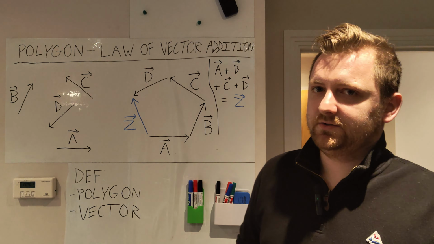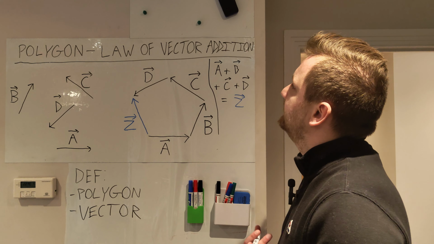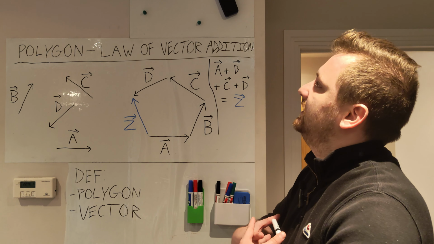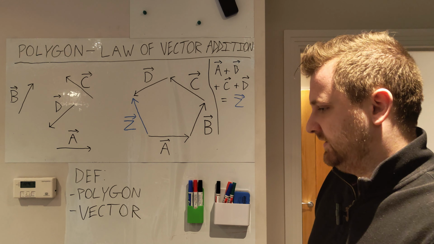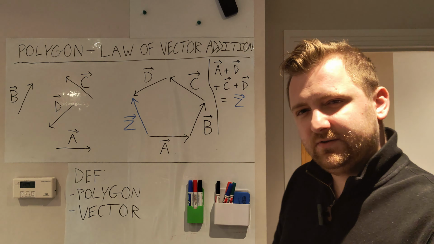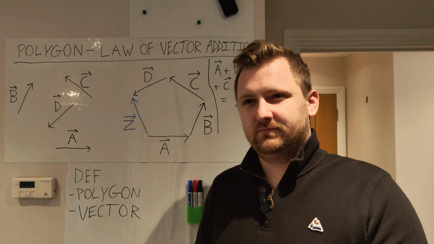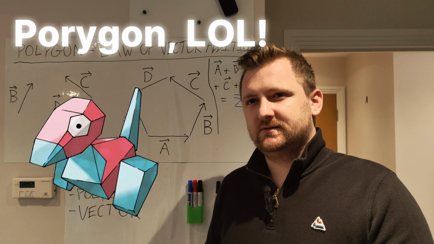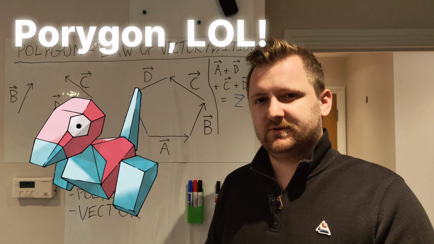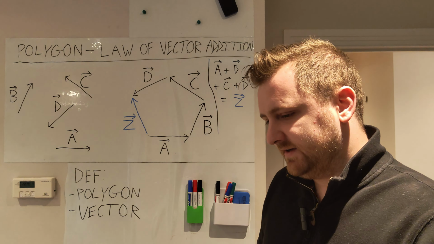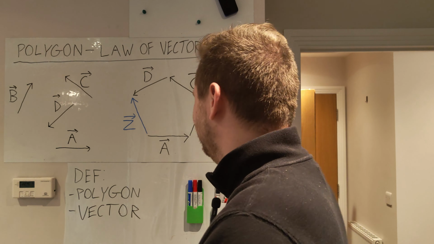So starting the Polygon law of vector addition, I just realized, isn't there a Pokemon called Polygon, but it's not a two-sided shape, right? I don't know. Anyway, probably not relevant.